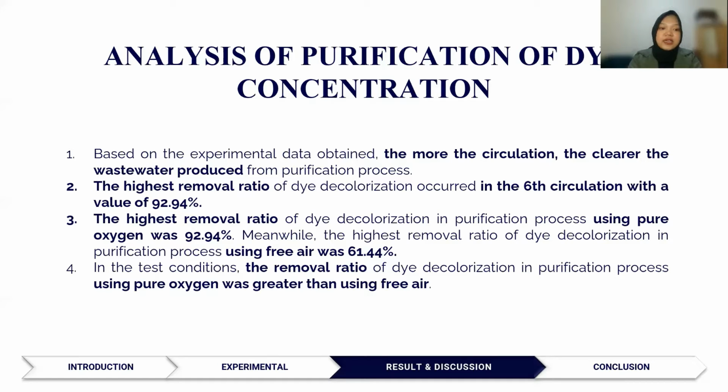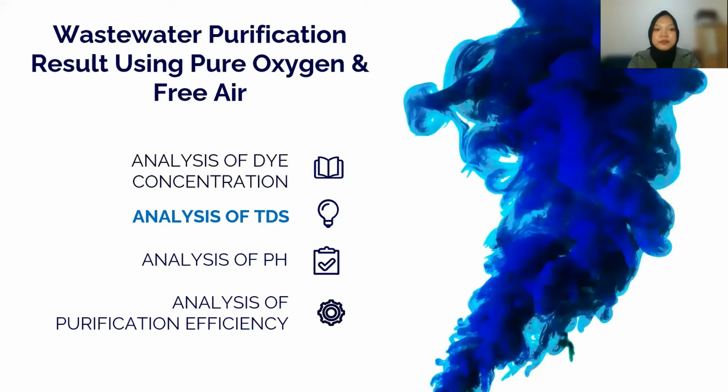The second is the highest removal ratio is in the sixth circulation, which is 92.94%. The third is the highest removal ratio using pure oxygen was 92.94%, while using free air was 61.44%. And the last point is the removal ratio using pure oxygen was greater than using free air.